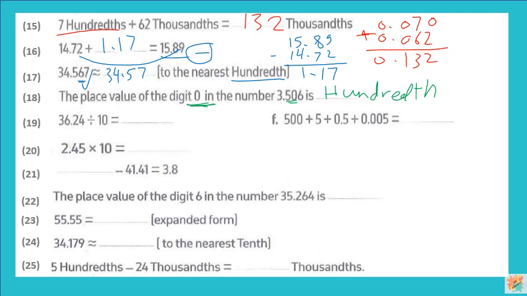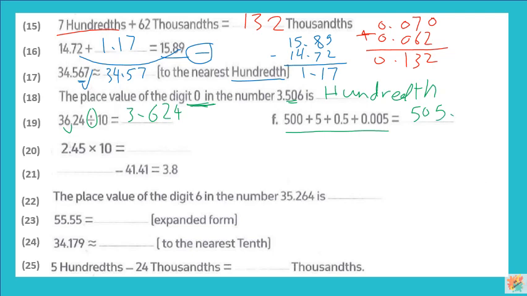36.24 divided by 10. خلي بالك لما نحب نعمل divide, so move one digit back. When we divide, move one digit back. So it will be 3.624. Letter F. يلا بينا نعمل plus. So it will be 505.